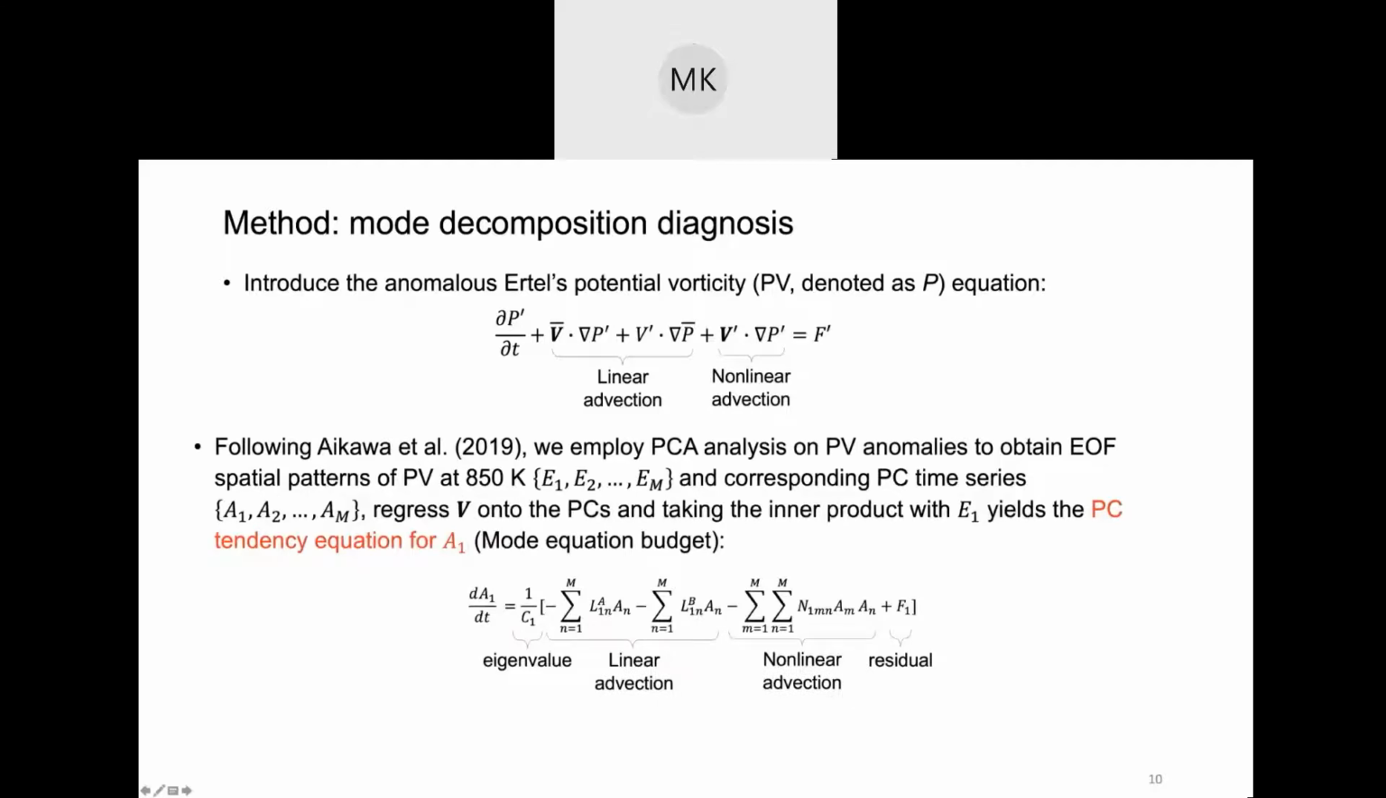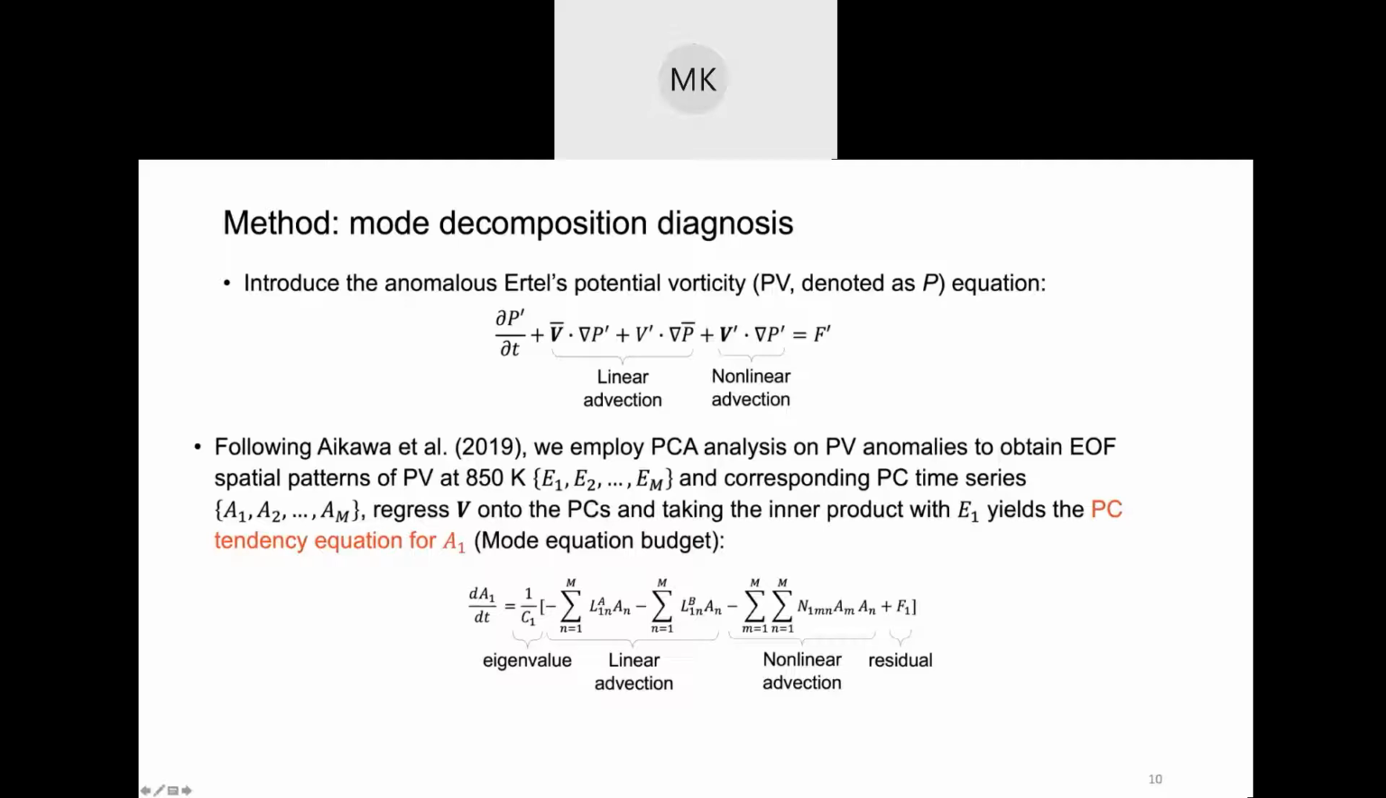Next, we use the mode decomposition method proposed by Akiva in 2019. We apply PCA on the PV anomalies to obtain the EOF spatial patterns of PV at 850 Kelvin, and denote these EOF modes as E's. And then we calculate the corresponding principal component time series and denote these PCs as A's. Then we regress the wind vector field onto these PCs and take the inner product with the first EOF mode to obtain the PC tendency equation for the first principal component A1. What we get is called the mode equation budget. It's shown in the equation below.